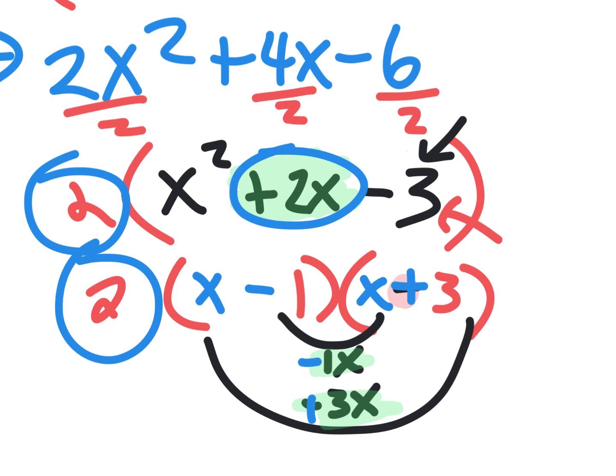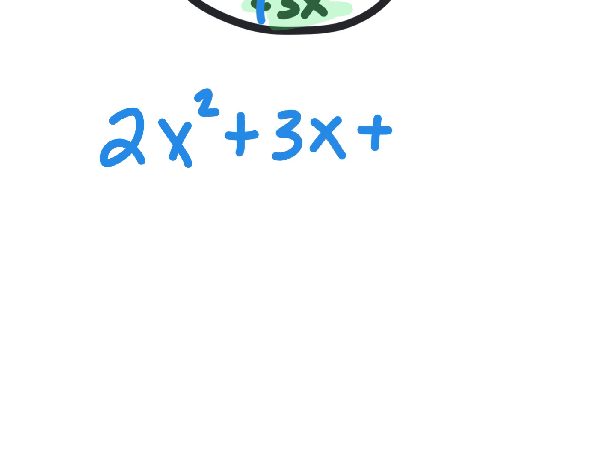Is that the hardest there could ever be? No. Want to see the hardest there could ever be? Okay, here's a typical difficult one. 2x squared plus 3x plus 1. But wait, I'm going to times them all by 10.